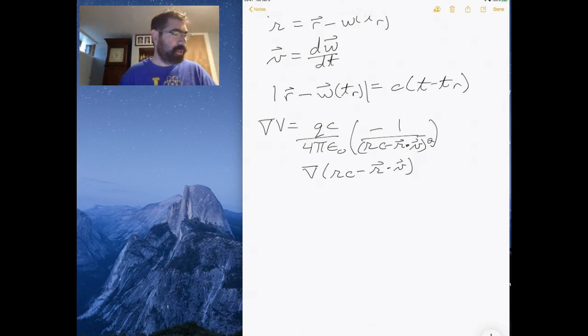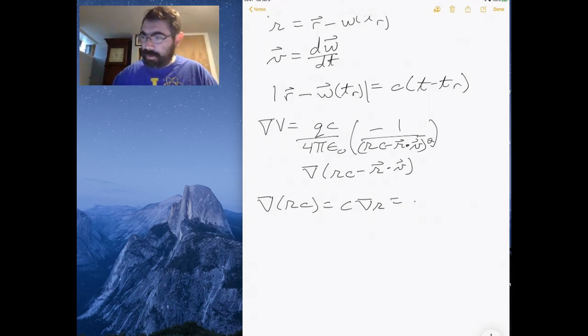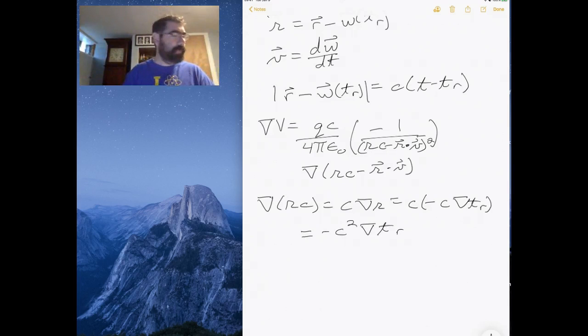But now, if we want to apply the gradient to the thing that's in the parentheses, we have to figure out what is the gradient of Rc. c is a constant, so we get the gradient of R. And the gradient of R is minus c, the gradient of the time. So in the end, we have minus c squared, the gradient of the retarded time.